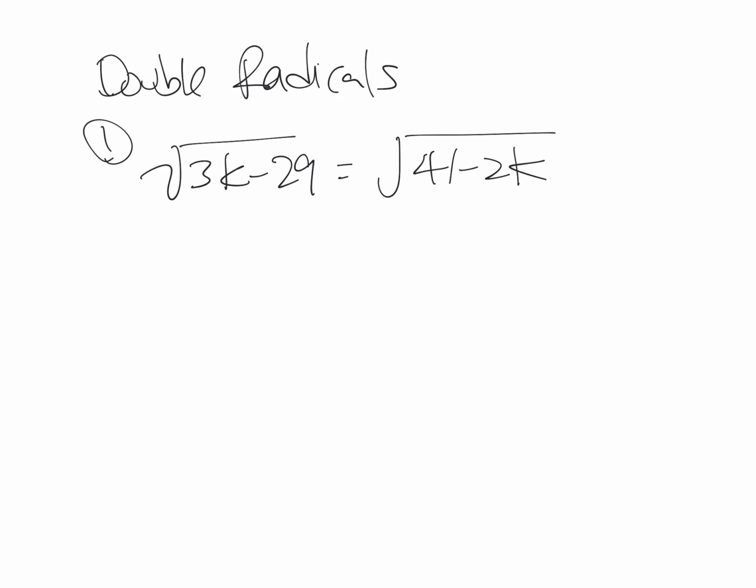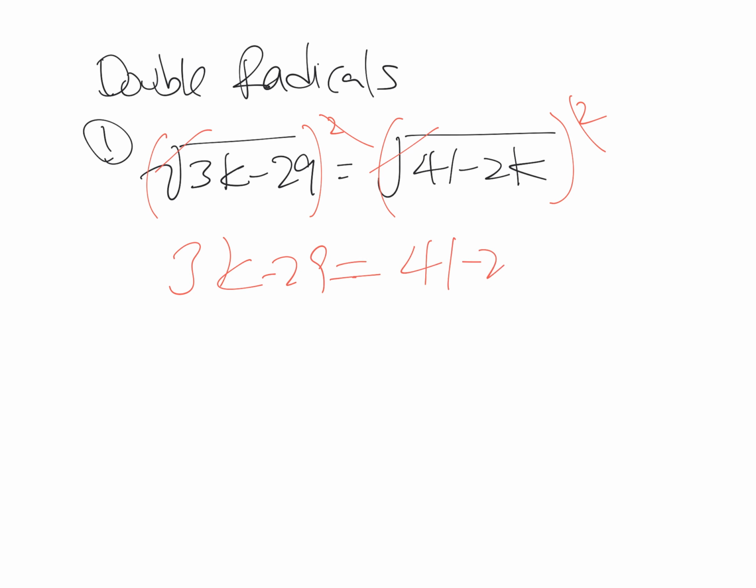So all we gotta do to get rid of the square root is we just square both sides. The square and square root, they are inverse operations, they cancel out. So I'm left with just 3k minus 29 equals 41 minus 2k. And this is a perfect scenario because it's simple to solve. I'm going to leave that solving to you, but we're going to move on to another type of problem.